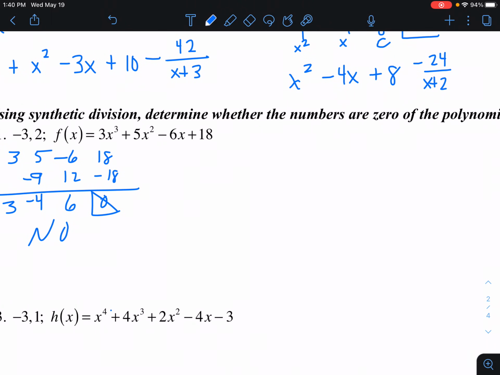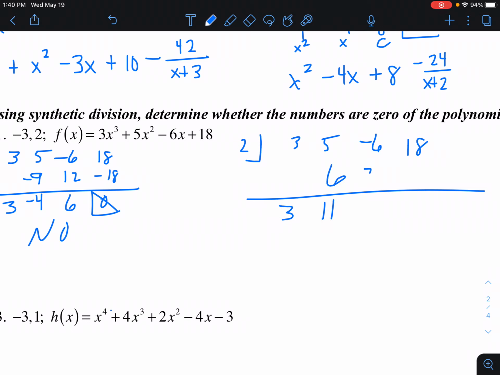Okay, now let's test the 2. First number drops, multiply 2 times 3, then add, 2 times 11, then add, 2 times 16, then add. So the 40 is a remainder.